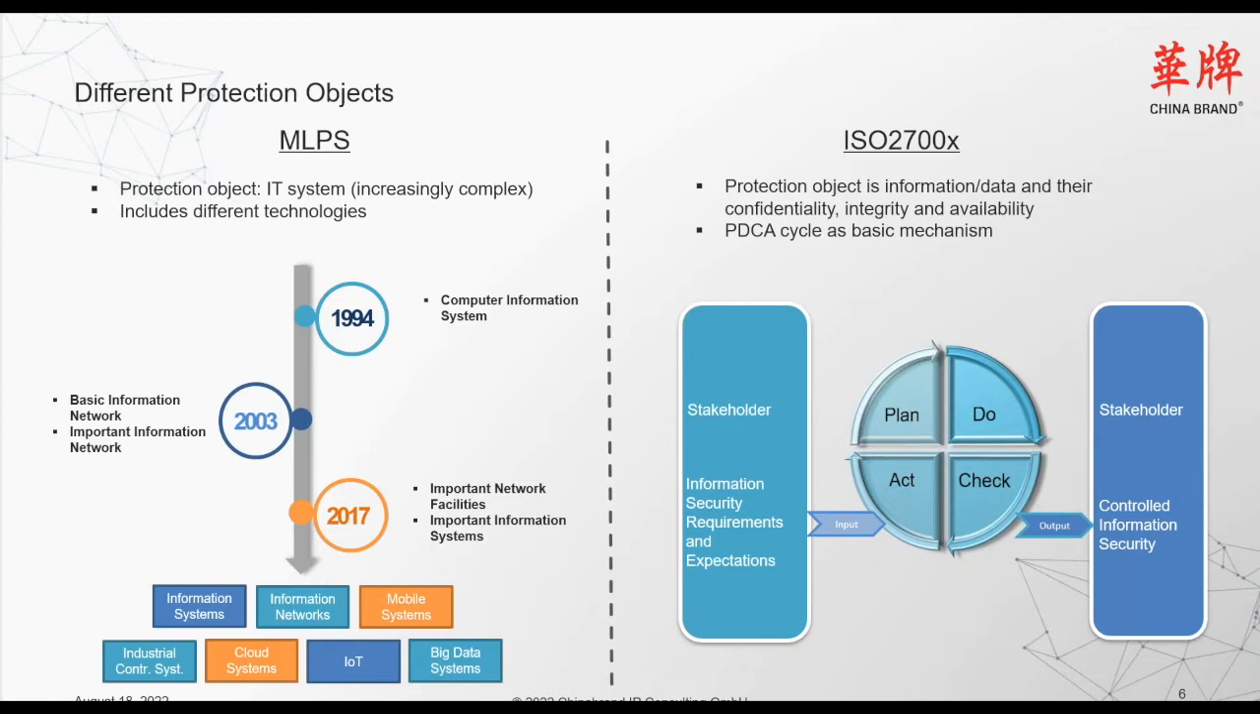These IT systems include different technologies, and the definition of IT system has started to include increasingly complex systems. So you can see in 1994, when the MLPS was first mentioned, the protection objects for the MLPS mainly were computer information systems. In 2003, it was extended to basic information networks, important information networks. And in 2017, the IT systems now are defined as important network facilities as well as important information systems.